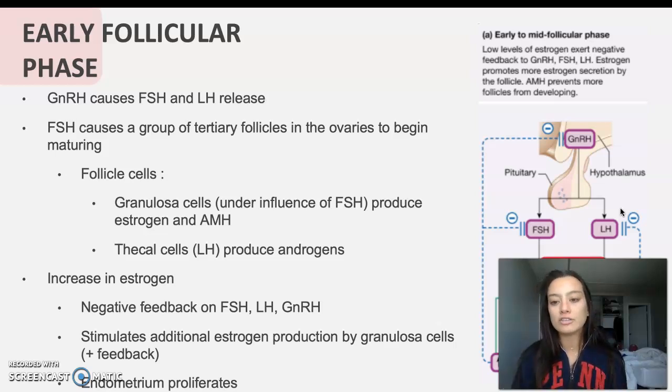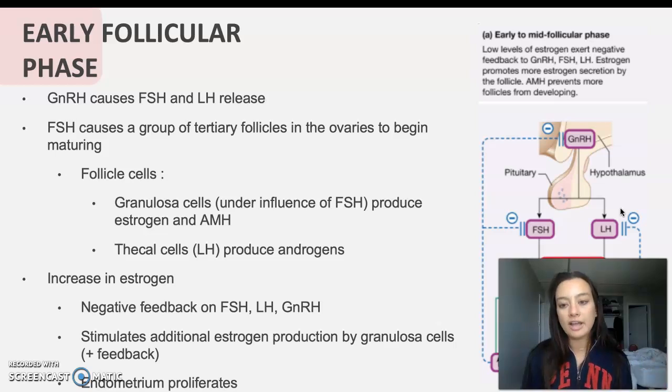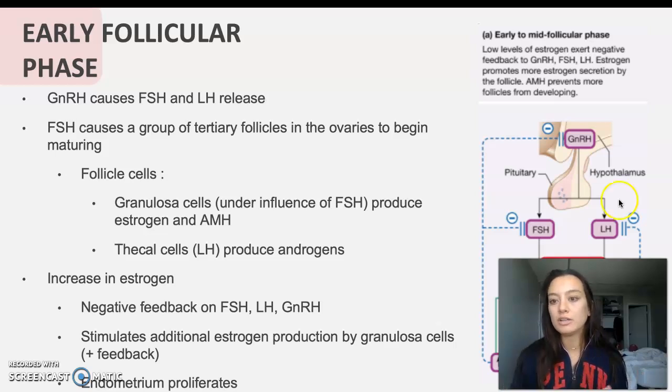So estrogen causes an increase in its own production by the granulosa cells, so it's positive feedback. And in response to the estrogen, after menstruation stops, the endometrium will proliferate in response to estrogen. So we can see all that in this diagram on the right here as well.